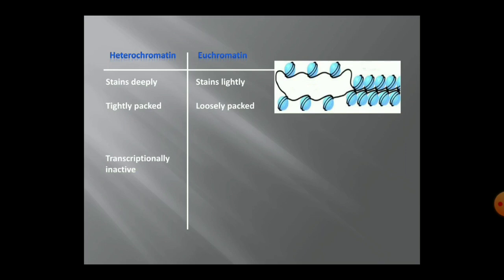The other difference is that heterochromatin is transcriptionally inactive, whereas euchromatin is transcriptionally active. Transcription means the process of synthesis of RNA from DNA. There are three types of RNA: mRNA, rRNA, and tRNA, and all these RNAs are synthesized from DNA by the process called transcription. So heterochromatin is transcriptionally inactive because it will not synthesize any RNA, whereas euchromatin is transcriptionally active. And the last difference is that heterochromatin replicates late, whereas euchromatin replicates early.